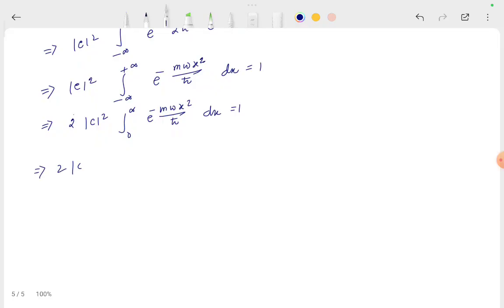So 2 mod c square, integral of e to the power minus m omega x square upon h cut dx. You perform it by using gamma functions. Use the gamma function and finally you get the result. What is the ultimate form of the ground state wave function? Okay, I think there are no problems.